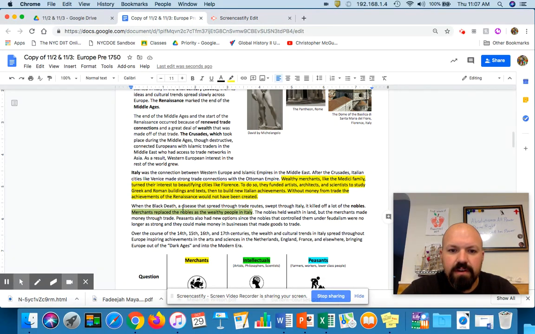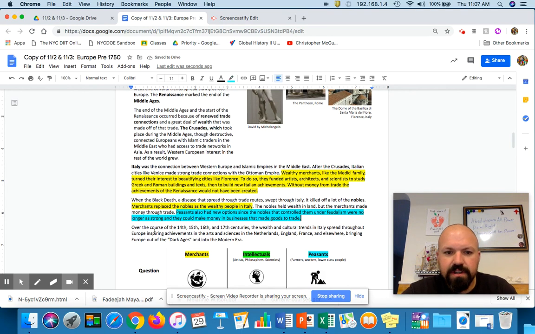Peasants also had new options since the nobles who controlled them under feudalism were no longer as strong, and they could make money in business that made goods and trade. So peasants are no longer forced to work by nobles. They can work for themselves. They can make their own trade. They can do what they want.